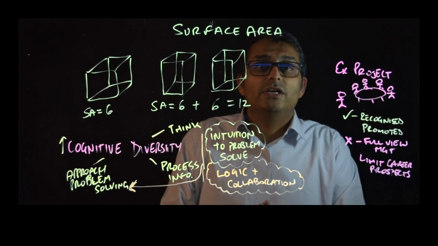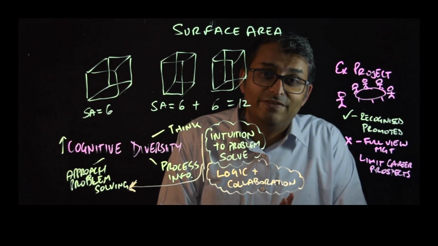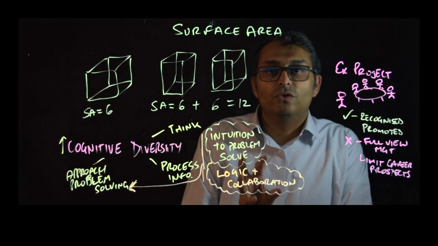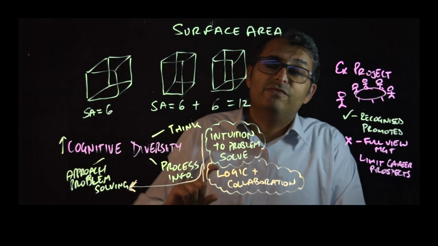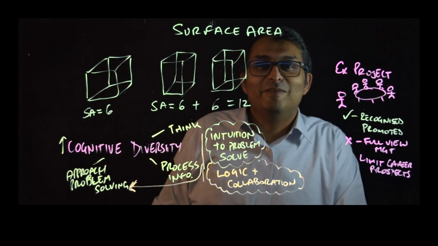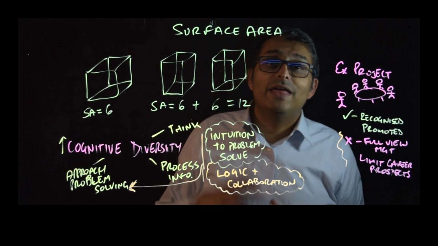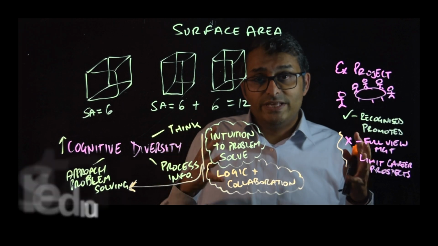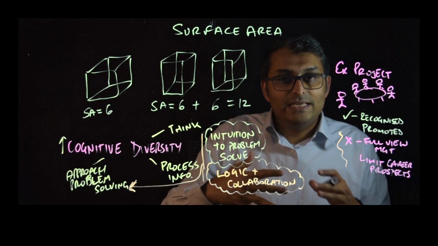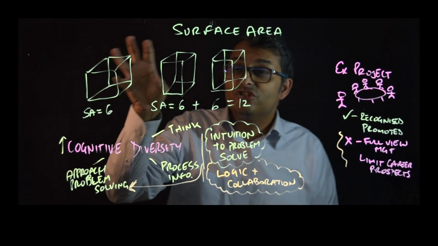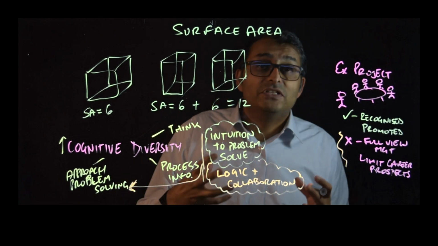Going back to something I mentioned earlier, that increasing our surface area and exposure may result in a negative outcome. And so we must be mindful that the more we expose ourselves, the more vulnerable we are. And if we overexpose ourselves, then there may be a greater chance of a negative outcome than a benefit. And so understanding this risk versus our risk appetite is important, because in reality, it isn't just one surface area. It isn't just one cube. It is that different situations require different surface areas.